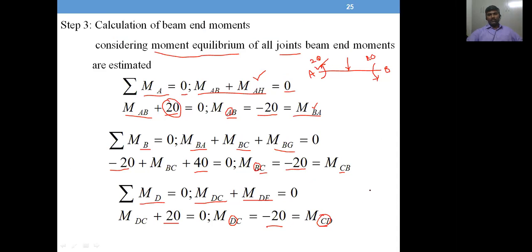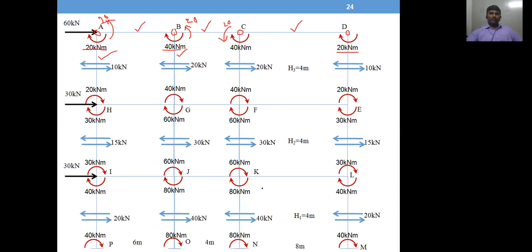Okay. So this is how the top story beams' bending moment, nothing but end moments, are calculated. It's simple. You see, just take the joint and apply equilibrium of moments, and be careful in signing the sign conventions. Then only your solution will be proper. Okay, so that's how the top story beams are being solved.